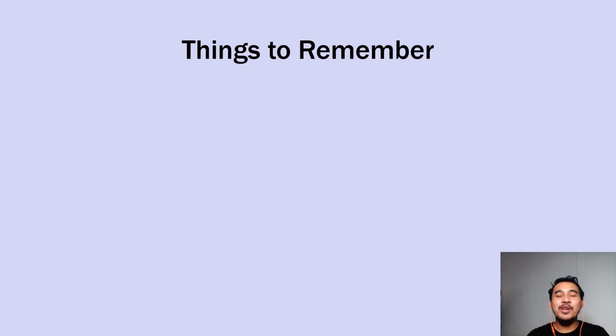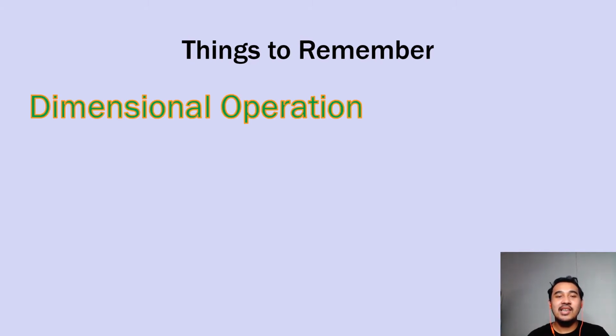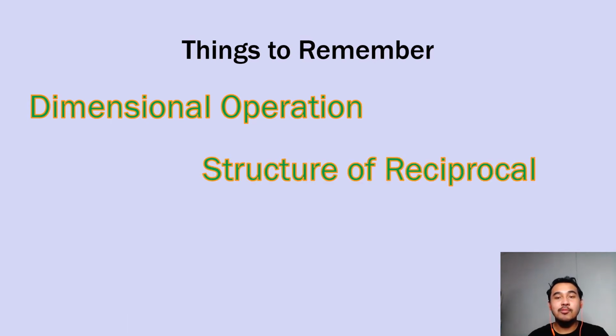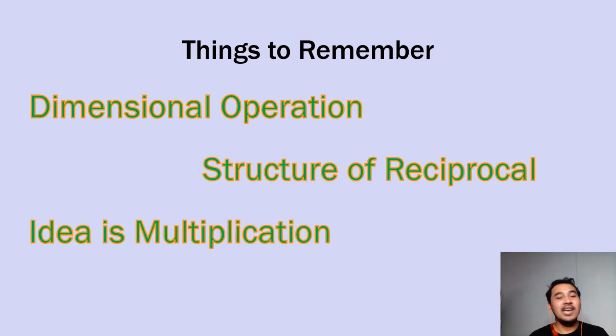Things to remember in dividing. It's a dimensional operation, the structure of reciprocal, and the idea is multiplication. So once again, orange is 1, and then yellow is -1 for the model.